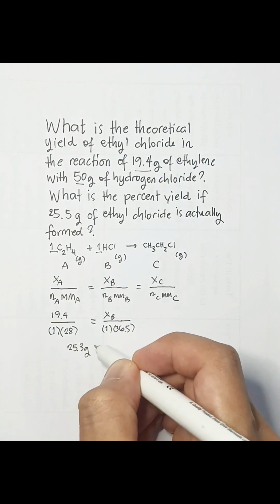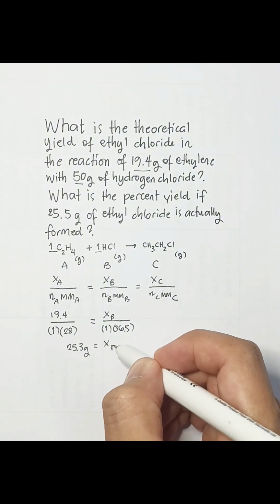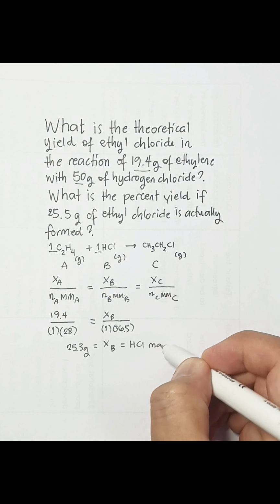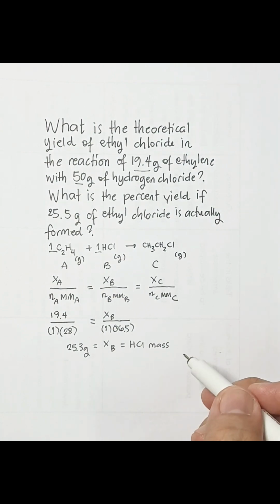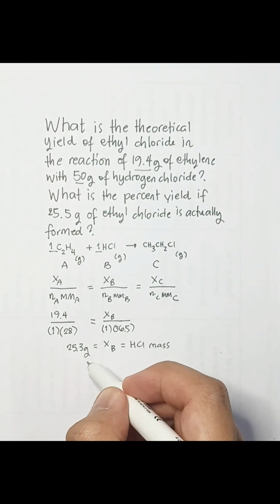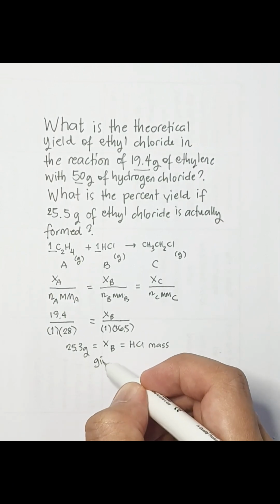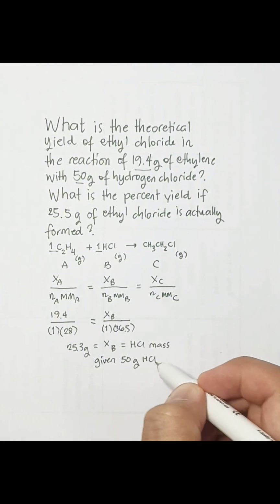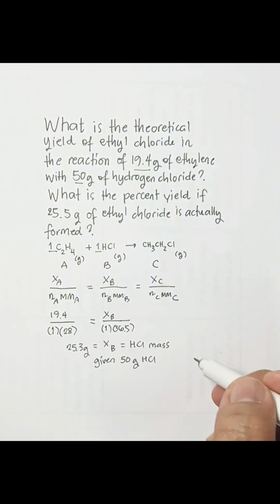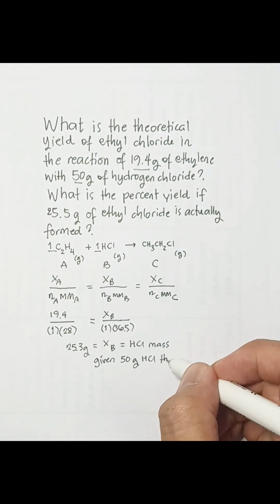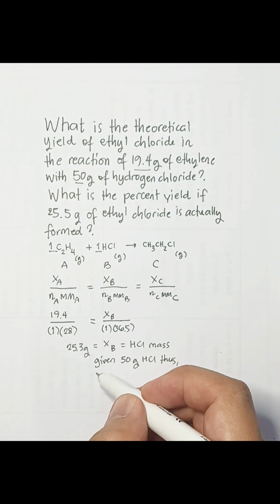This is equivalent to 25.3 grams, meaning to say, out of 50 grams, we need only 25.3 grams of HCl to react with our given amount of ethylene. There will be an excess of 24.7 grams. Thus, obviously, ethylene is the limiting reagent and the excess reagent is hydrogen chloride.